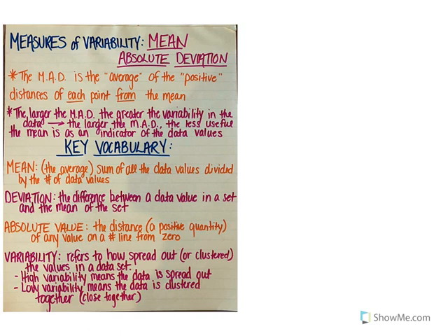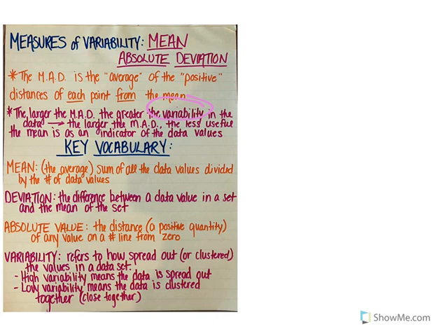So one thing is, this is a way for us to find the variability in the data. So the greater the variability in the data, the larger the MAD, the less useful the mean is as an indicator of the data values. So what this means is the more variability in the data, the less we can rely on that average number, because it means our data is super spread out.